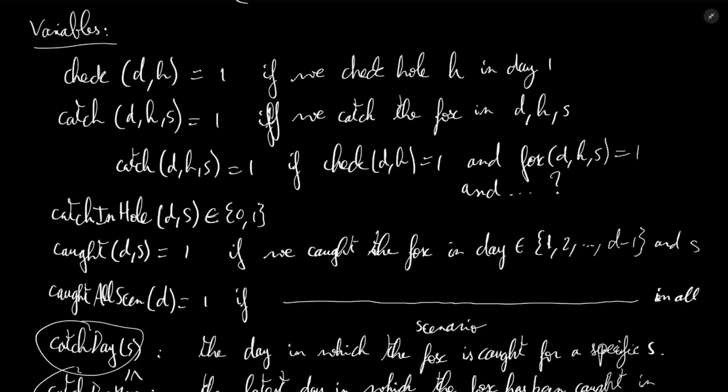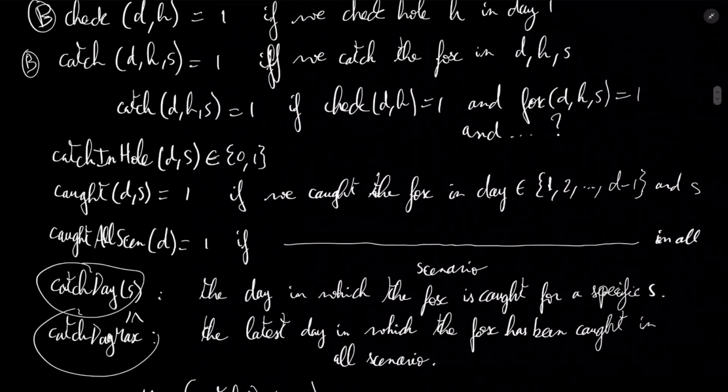So check DH, as we were saying, is going to be a variable that should take the value 0 or 1. So a priori, it is a binary variable. Catch also is a variable that should take the value 0 or 1, so it's also supposed to be binary. Catch DHS is a variable that is going to take the value 0 or 1. Do we catch the fox in that specific day in that specific scenario? So let's put the symbol B for binary.